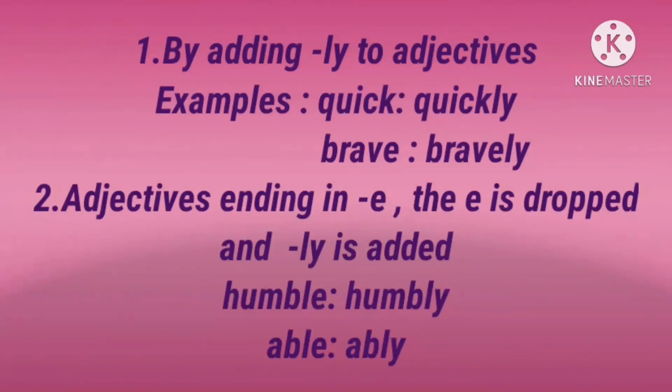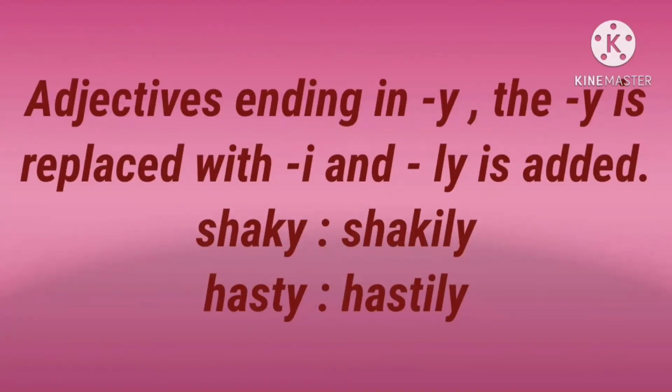Next, for adjectives ending in e, the e is dropped and ly is added. Examples, humble, an adjective ending in e. Drop that e and add ly, humbly. It's an adverb. Able, ending in e, drop that e and add ly, ably. Humble, humbly. Able, ably.